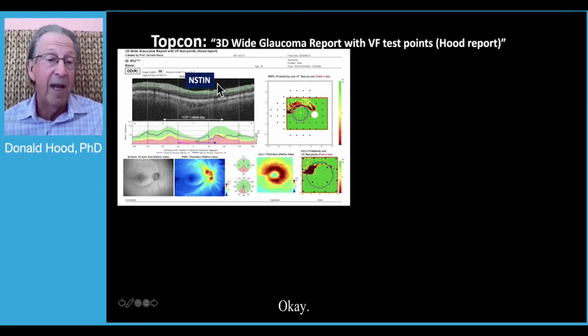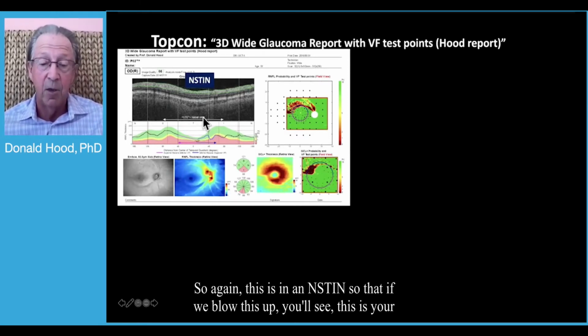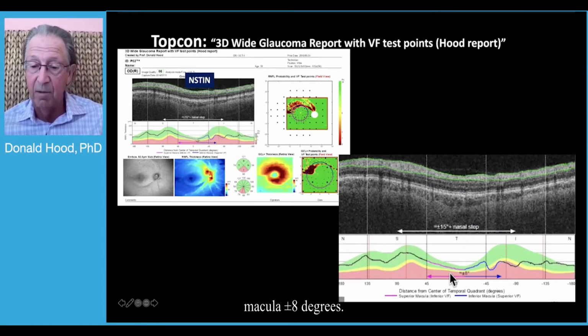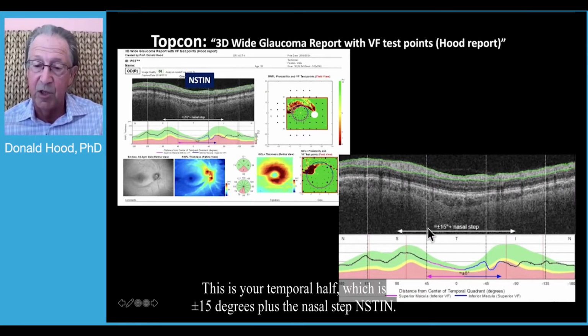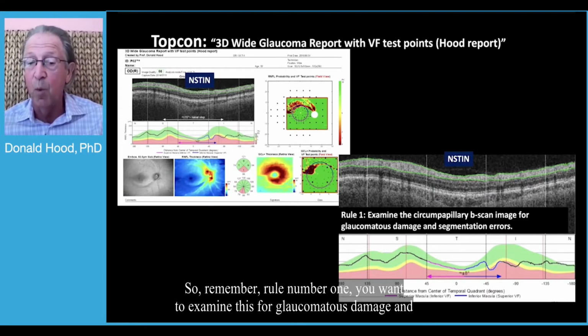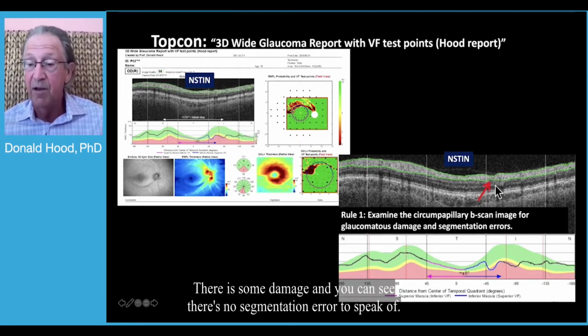Okay, so again, this is in NSTIN, so that if we blow this up, you'll see this is your macula plus or minus 8 degrees. This is your temporal half, which is plus or minus 15 degrees plus the nasal step, NSTIN. So remember, rule number 1, you want to examine this for glaucomatous damage and segmentation errors. There's some damage, and you can see there's no segmentation error to speak of.